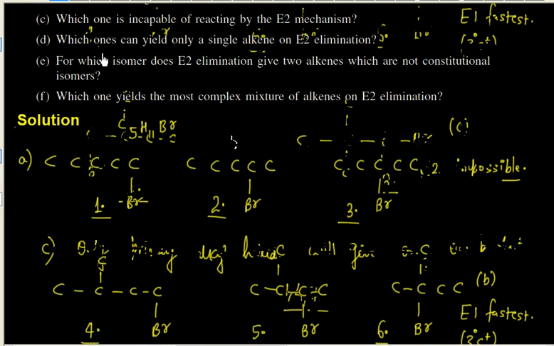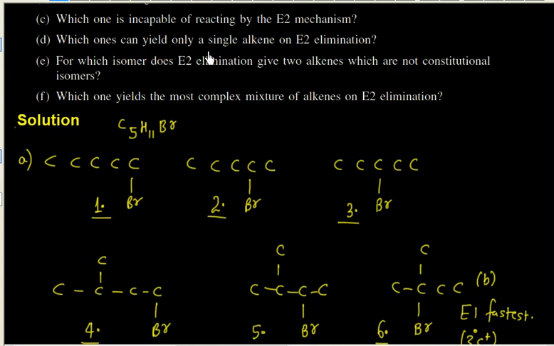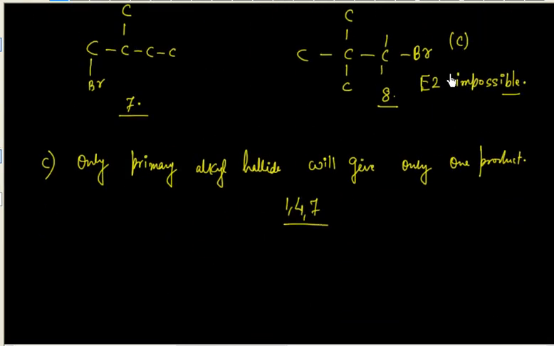Now let us say D part. Which one can yield only a single alkene on E2 elimination? Only a single alkene. So this we have discussed. And now let us say D. So this is the answer for D part. C part answer is this. So this is the answer for part D.